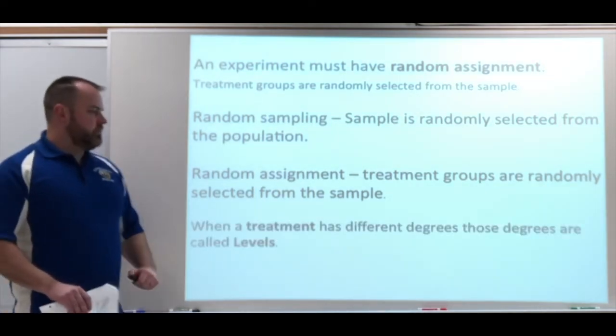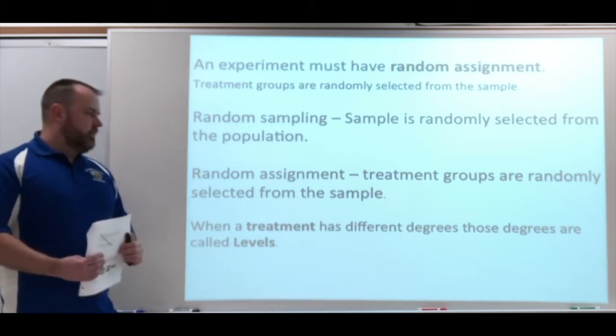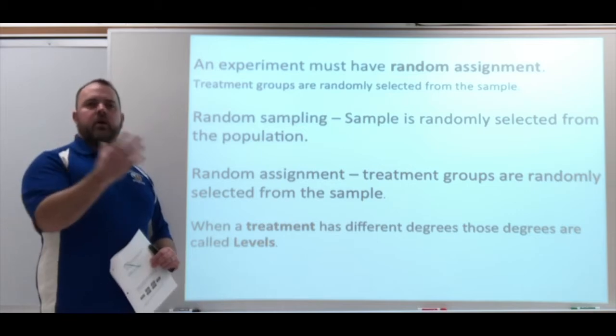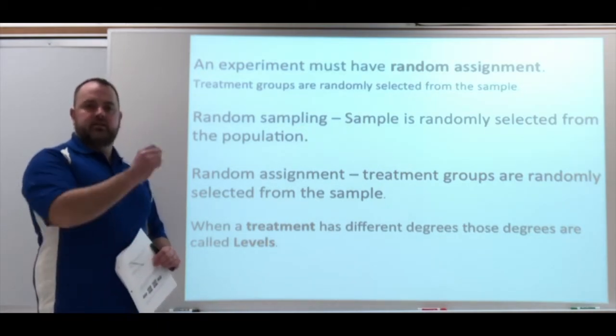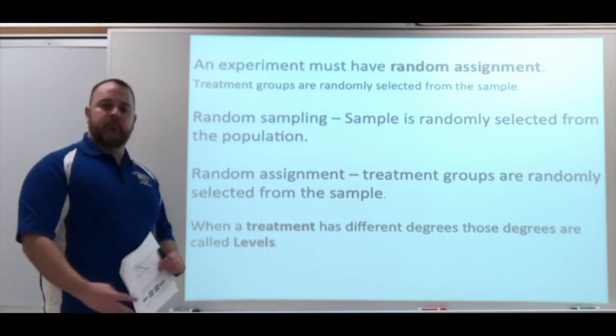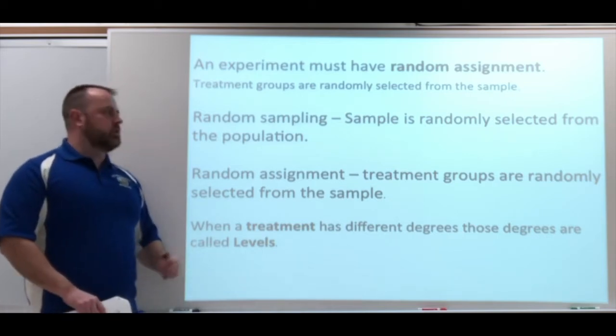Okay? When treatments have different degrees, those degrees are called the levels. Okay? So that's just saying, okay, we have a treatment group, we're going to be looking at a study that has maybe some medical clinical study has 3 different levels of medicine, saying 5 milligram, 50 milligram, 100 milligram, and seeing how that level or the amount of medicine is affecting each one of our patients.